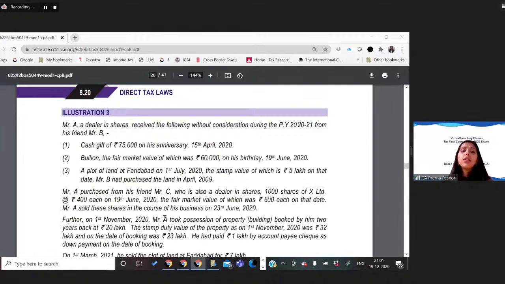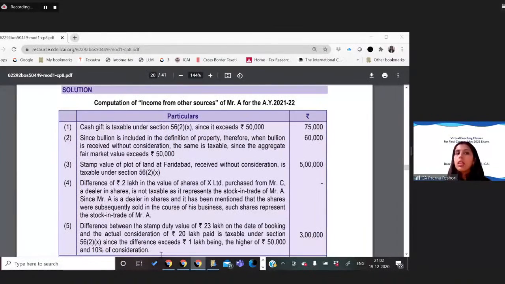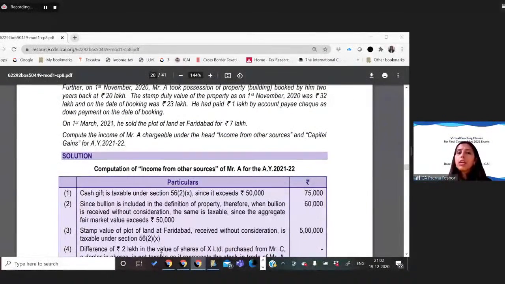Then on 1st November, he had taken the possession of immovable property, right? And stamp duty value we will take on the date of booking, because here 1 lakh is paid on the date of booking, right? And if you see the stamp duty value and the actual sale consideration, there is a difference of more than 10% of actual sale consideration, and it is also exceeding 50,000. So in that case, the difference between the actual sale consideration and stamp duty value will also get taxed. Clear? So this will be your income from other sources.